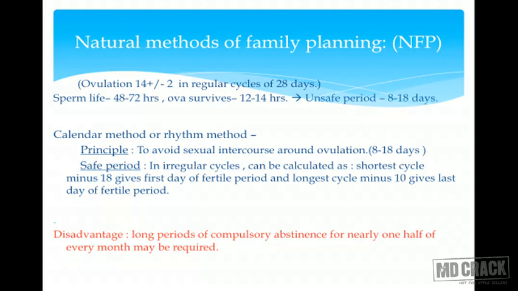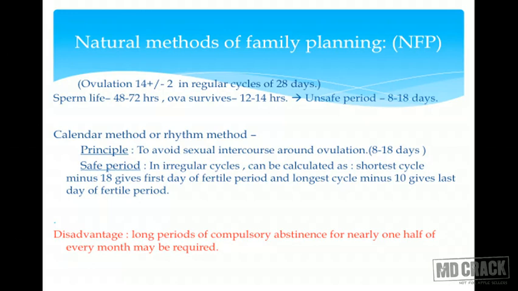The safe period can be calculated as follows, if the cycle is not regular in certain females: the shortest cycle minus 18 gives the first day of the fertile period, and the longest cycle minus 10 gives the last day of the fertile period. So again, an MCQ can be here. The long cycle and the short cycle of that particular woman we have to take into consideration.